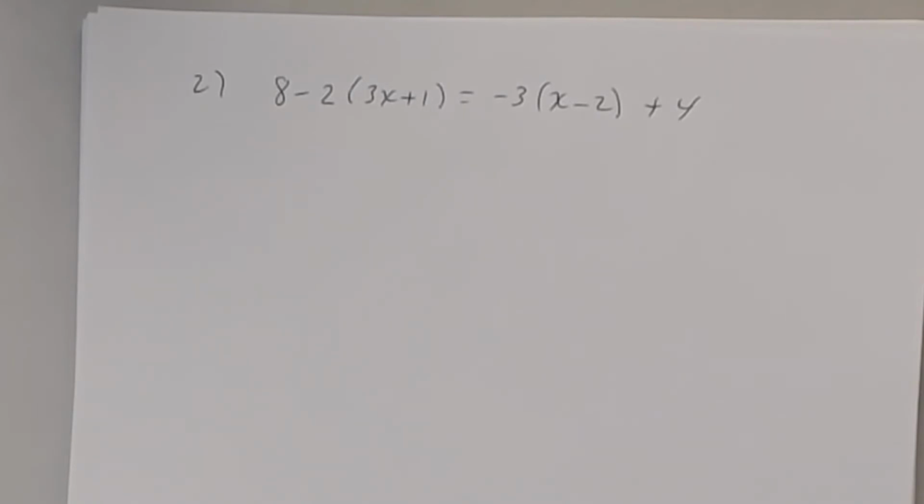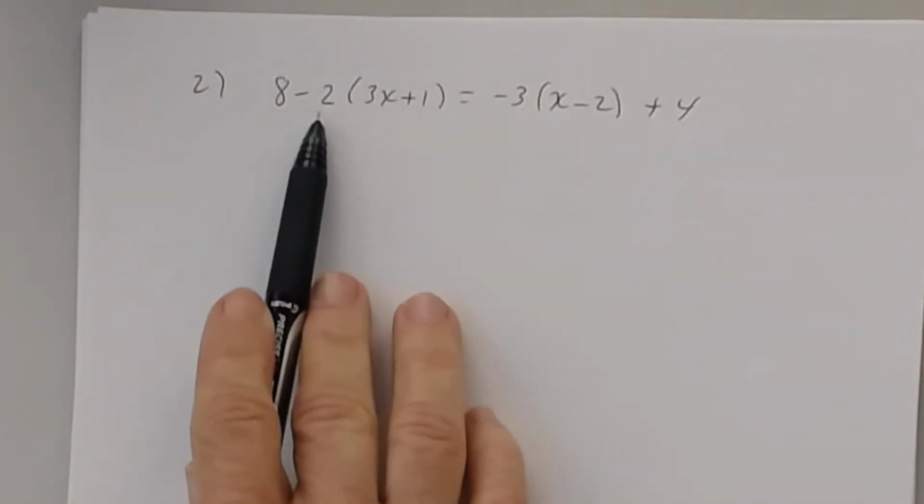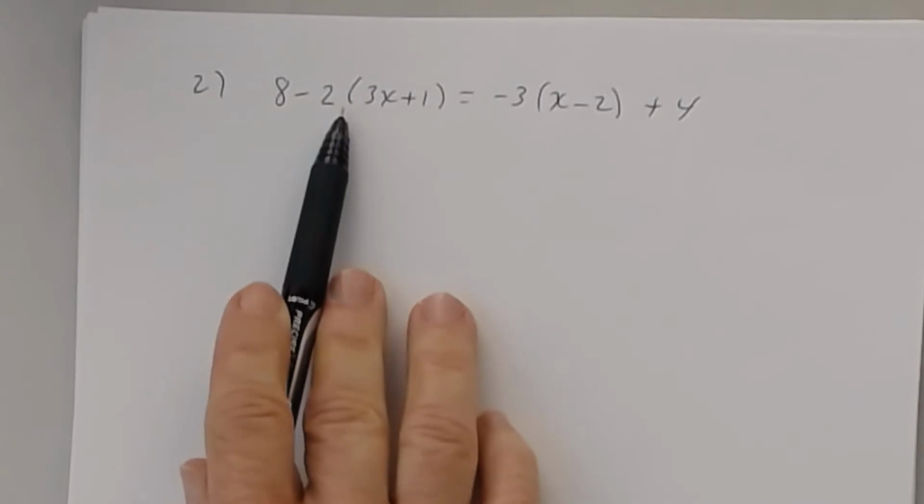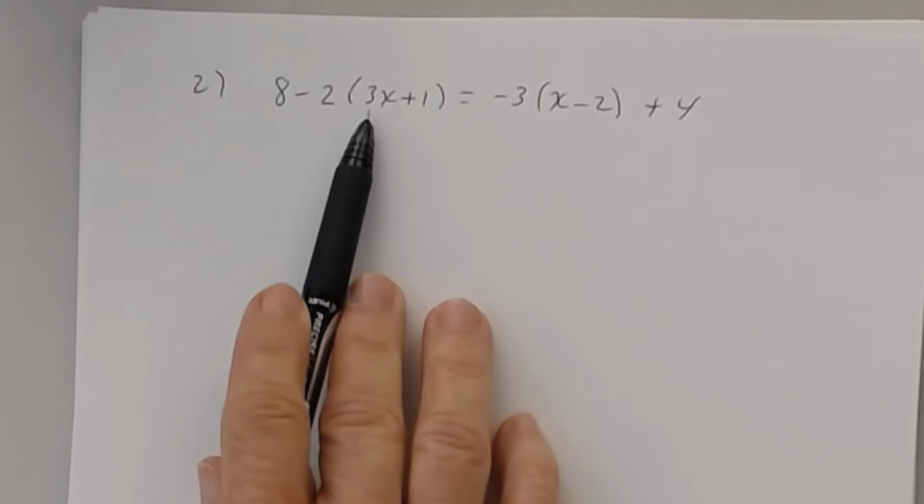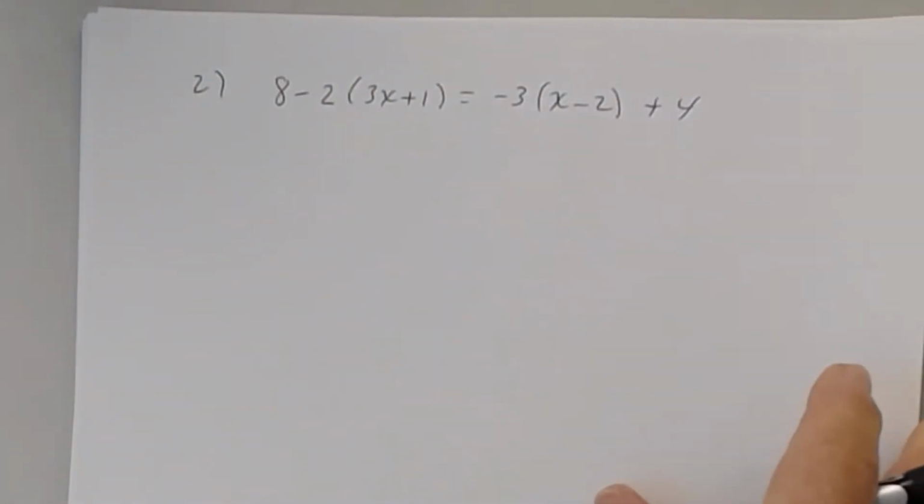So based on our previous example, what's the first thing you think you're going to do? Distributive property. Now, a mistake people make is this. See this right here? They see 8 minus 2, and they want to say that's 6. And then they distribute the 6. That's incorrect. That's not correct. Because remember, you got to remember the order of operations.